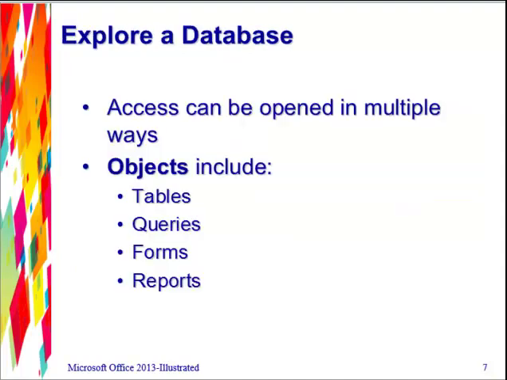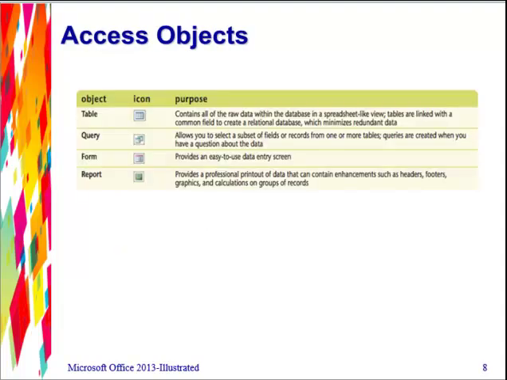Now when you're looking to explore a database, Access can be opened in multiple ways. You can open it through Access through the toolbar, or by opening an actual database, just double-clicking on that. There's a lot of different ways. But when you're looking at an Access database, there are 4 types of objects you're going to find: tables, queries, forms and reports. We'll go down to the next slide, because that shows you at the bottom of Access 5 the different types of objects.